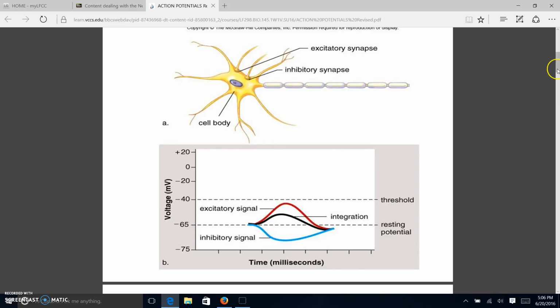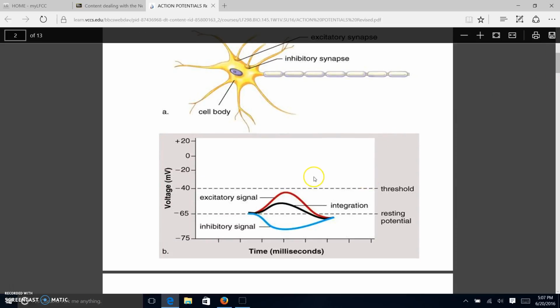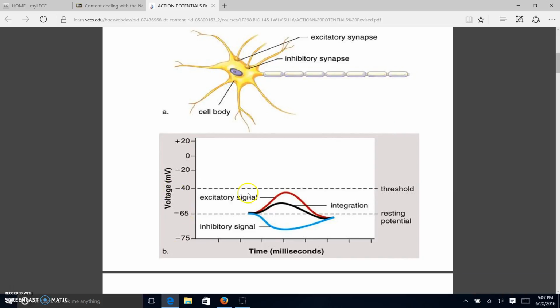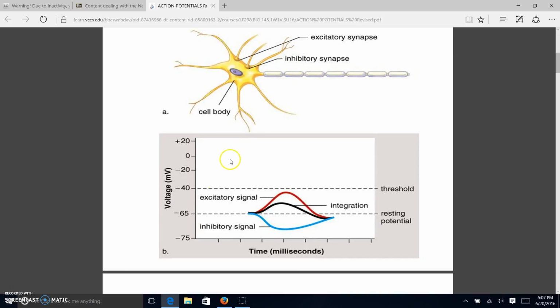So going back to our very first page, notice our first potential we're going to talk about is the resting potential. Now, it's called resting potential because if we were to measure just inside the cell membrane on this particular cell, if we were to measure the voltage charge, we would get a negative 65 millivolts. And that's when nothing is happening, because we're basically saying the cell is at rest, so we have a charge of negative 65 millivolts.